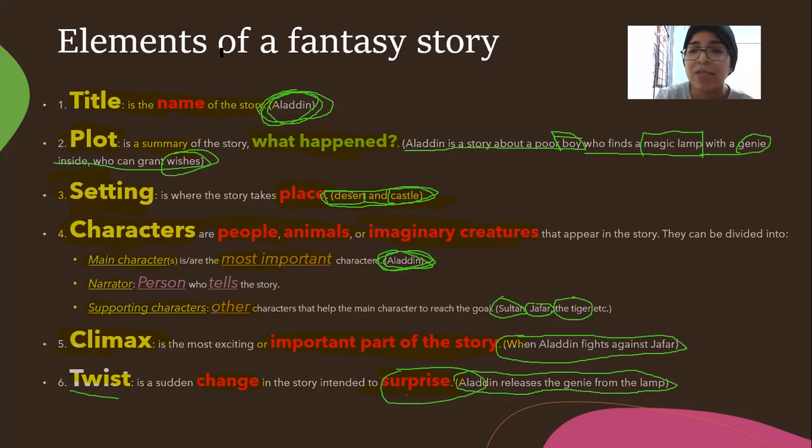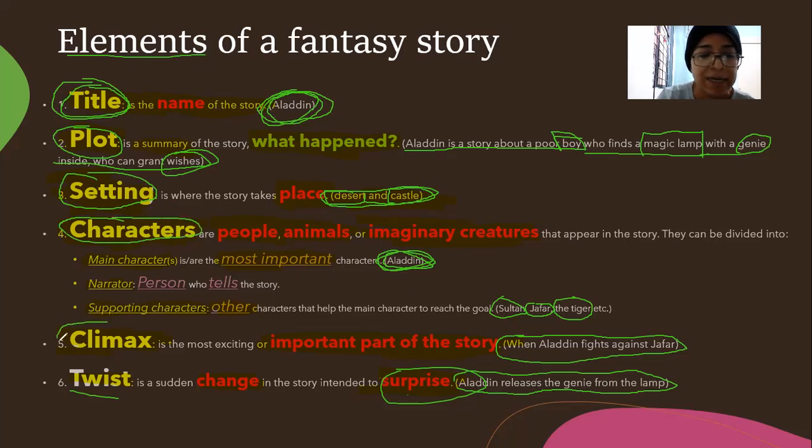Okay, so let's repeat one more time this part. Vamos a repetir una vez más los elements of a fantasy story. 1, title. Repetimos después de mí, please. Title, plot, setting, characters, climax, twist. Okay, those are the 6 elements of a fantasy story. Eso es lo que vamos a estar haciendo in February. We are going to identify the elements in a fantasy story.